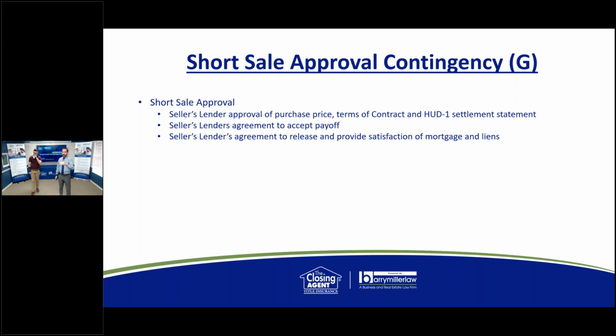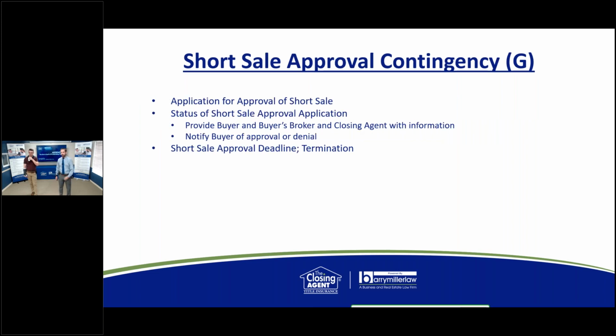Do you have a first? Have you done a modification? Do you have a second? Do you have a HELOC? Any other liens? Ask them all kinds of things like that. And then also, by having us do that free title search when you list, it will show up there too. So then we can get working on it.